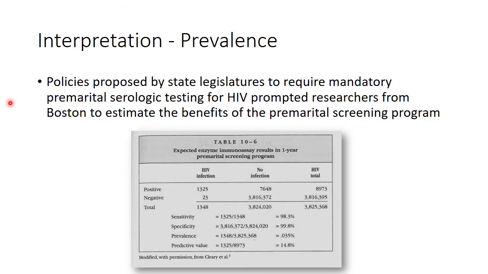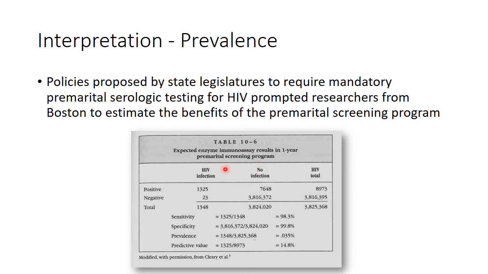Here's an example of how looking at prevalence and some of the sensitivity and specificity of these tests can have a big impact on society. Here you can see that there was a policy proposed by some state legislatures to require mandatory premarital HIV testing. And so they wanted to estimate what they thought the benefit of doing this sort of premarital screening program would be. Right, and so they were looking here at the expected enzyme immunoassay results of the tests that they were performing in 1 year if they're doing the premarital screening program.